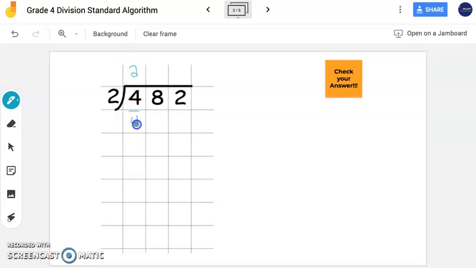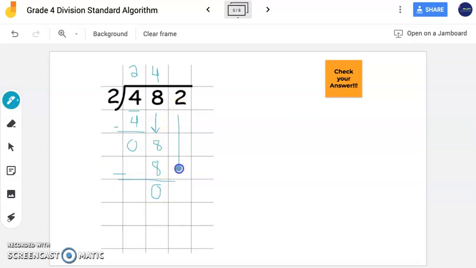So I'm going to subtract 4 minus 4, which is 0. Notice I still have 2 more digits here. Now I'm going to bring down the 8. 2 times some number gets me close to or exactly to 8. 2 times 4 is 8. Now I'm going to subtract, and I'm left with 0.